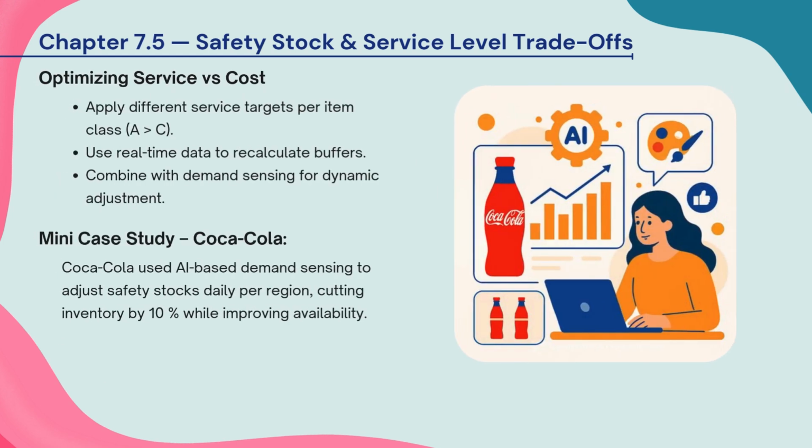Optimizing service versus cost involves balancing inventory levels with customer service targets. Coca-Cola applied different service targets for each item class, A greater than C, and used real-time data to adjust safety stocks dynamically. By integrating AI-based demand sensing, Coca-Cola recalculated safety stock daily per region, which helped reduce inventory by 10% while improving product availability. This approach allows businesses to balance service levels with inventory costs more efficiently.